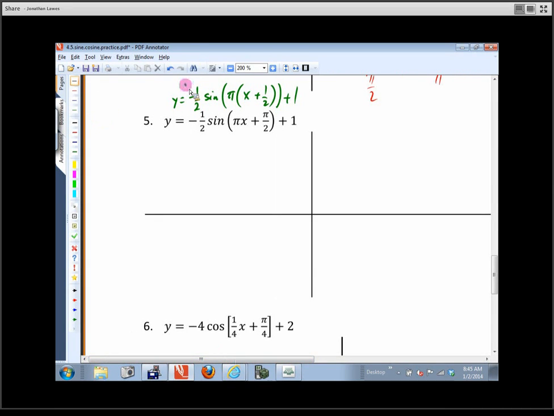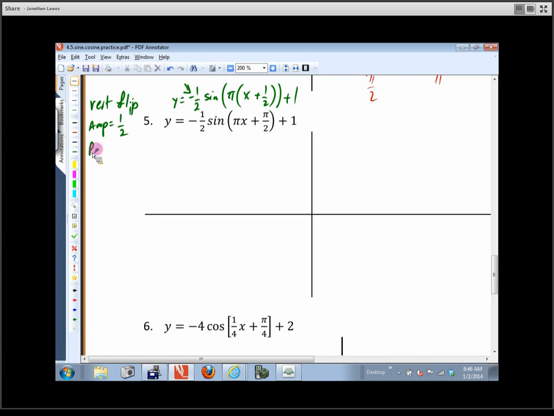Okay, so what does that negative do? Okay, so I've got a vertical flip going on here. Okay, what's the 1/2 do? Changes the amplitude. So the amplitude now is 1/2. Not negative 1/2, just 1/2. The negative vertically flips the sine curve, and the 1/2 changes the amplitude. Okay, amplitude is always a positive number.